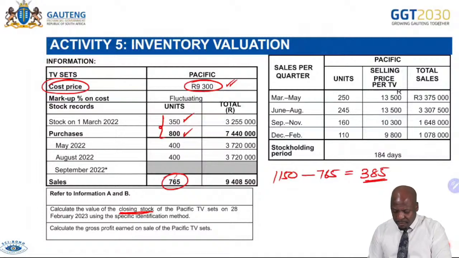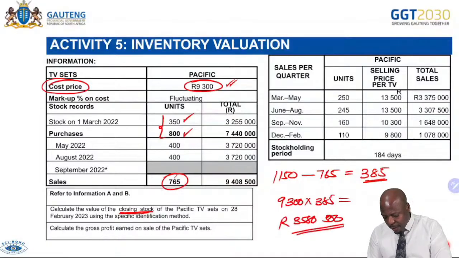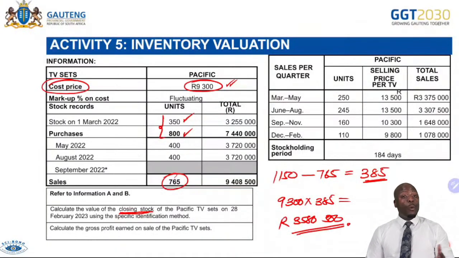So if we're left with 385 and we know that each one cost 9,300, so we then say 9,300 multiplied by 385, and then this would give us how much? Let's put that in rands. 3,580,500. This one was a bit easy. Please look into your material and into your past papers. You should find some of these questions whereby there are different brands but of the same type. It could be laptops, but then there are 2 or 3 different kinds of laptops. Please prepare accordingly as well.